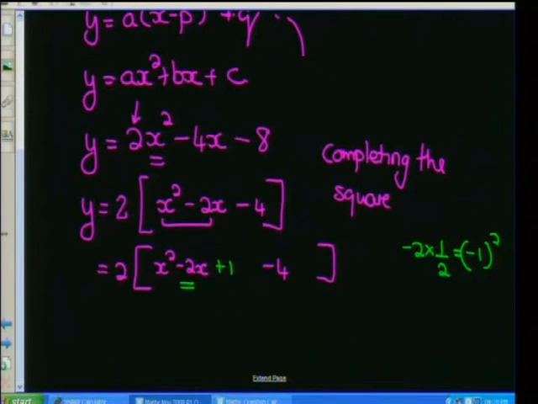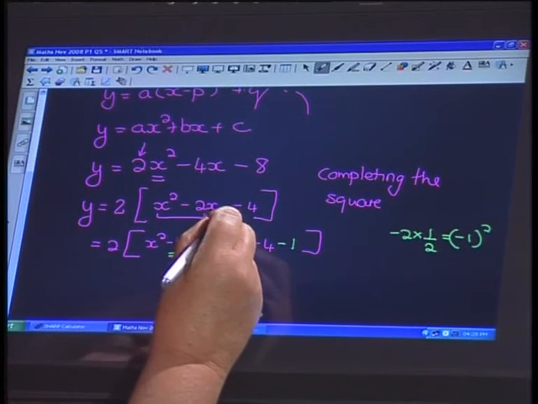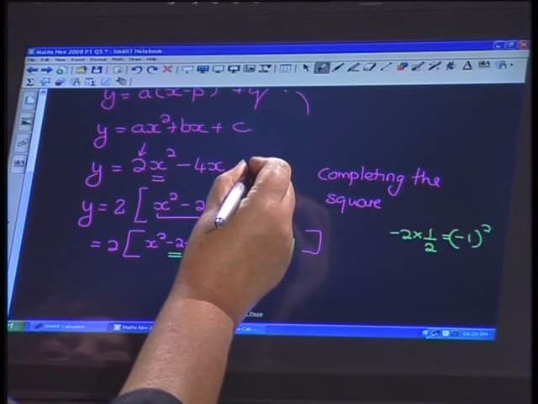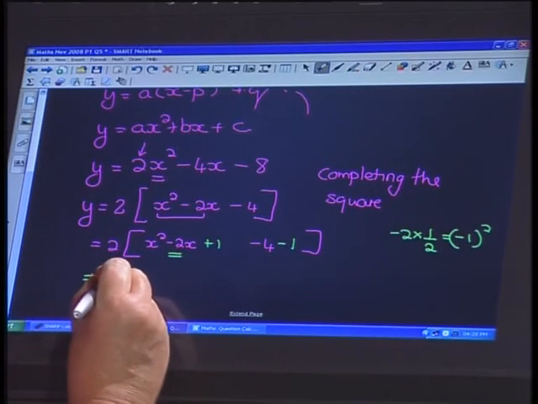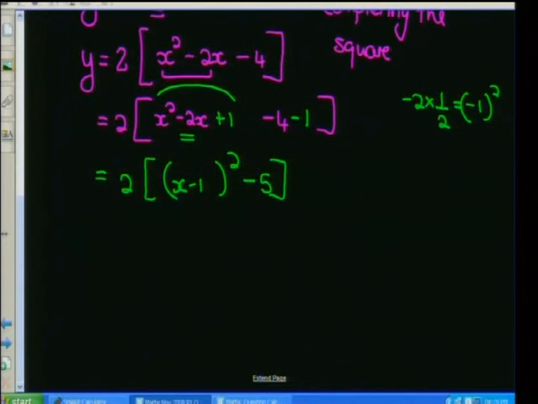We can't just stick a plus 1 in, so what we do is we subtract 1. That means that if I multiplied this out, I'd get back there, and if I multiplied that out, I would get back there. So then this is equal to 2, and now what has happened is this has become a perfect square. So it's now x minus 1 all squared minus 5. And then to bring it back to the format we were working with earlier on, I would times that 2 inside here, so we'd go to that and that.